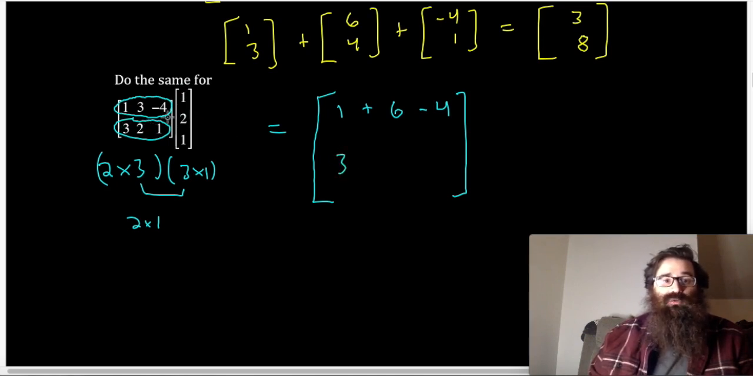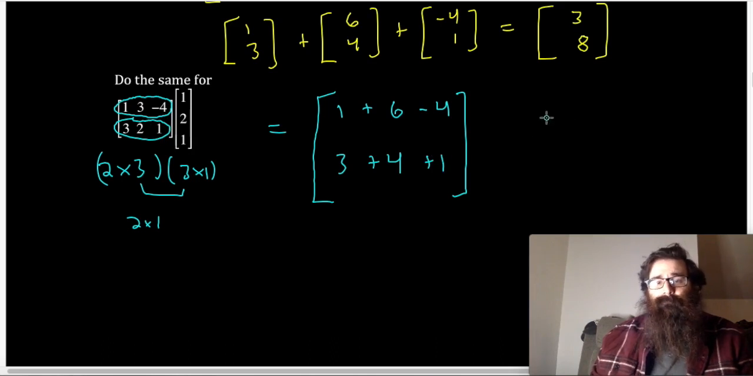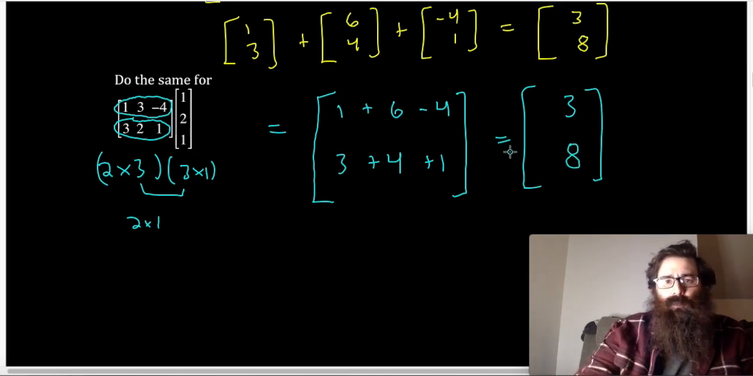Second entries, 2 times 2 gives me 4. And then last entries, third entries, 1 times 1 gives me 1. And say, okay, so now I just want to add these things. So again, 6 and 1 is 7. 7 minus 4 gives me 3. 3 and 4 is 7. 7 plus 1 gives me 8. So I get that same vector, just another way to compute it.